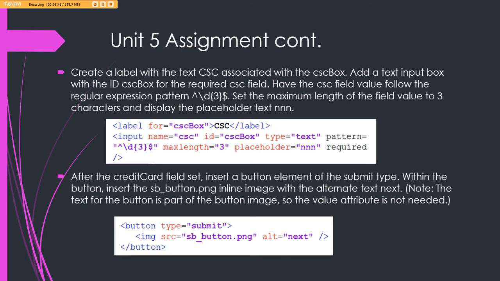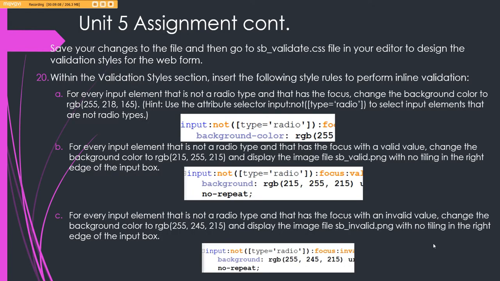After the credit card field set, insert a button element of the submit type. Within the button, insert an SB button PNG inline image with the alternate text next. Note the text for the button is part of the button image, so the value attribute is not needed. And this is basically how that works.